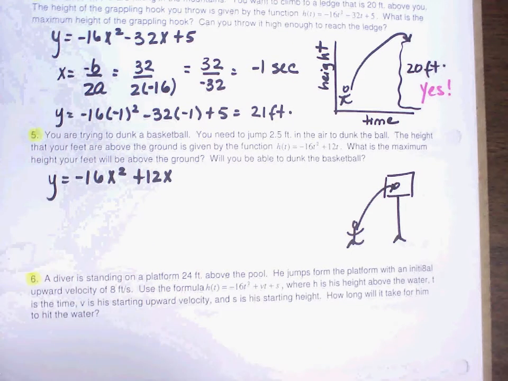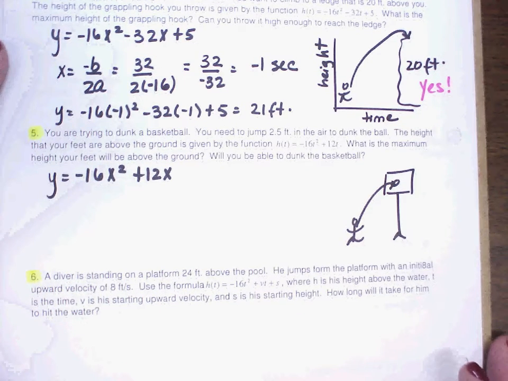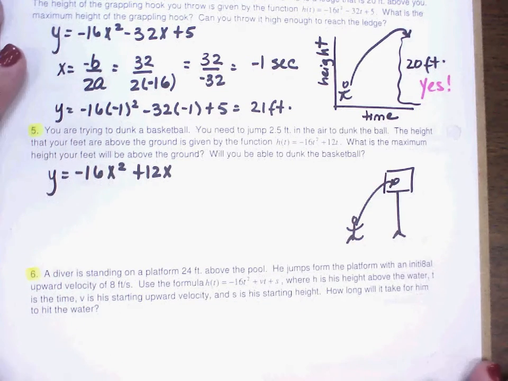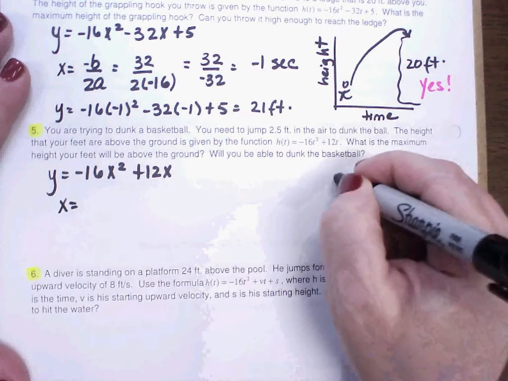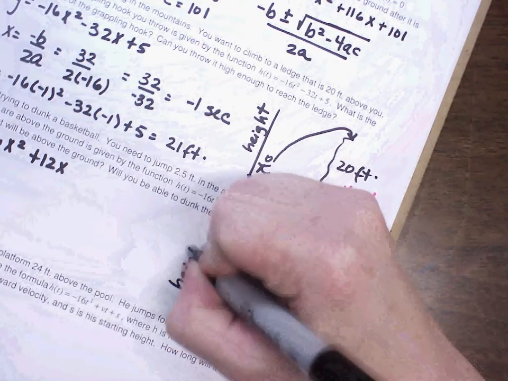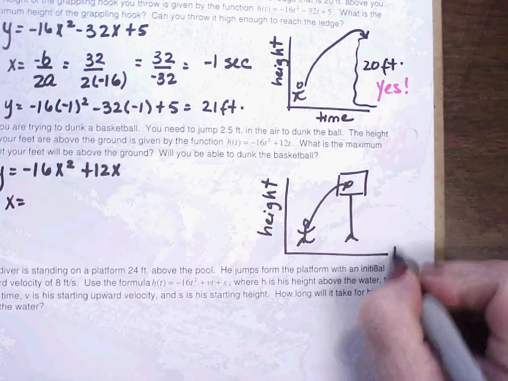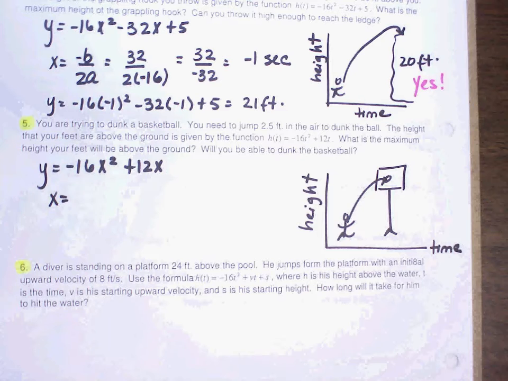Alright, so we're going to go ahead and figure out, this is the height, and this would be the time. We're going to figure out the axis of symmetry so that I can figure the maximum time at the maximum height. Yes? Maximum time at the maximum height. So that would be negative b divided by 2a.